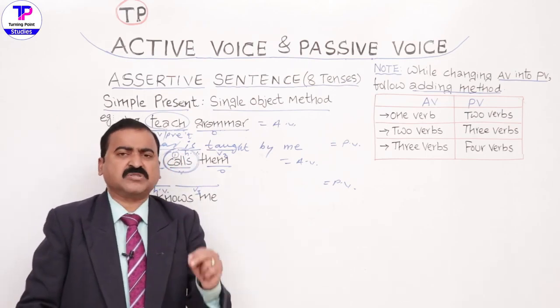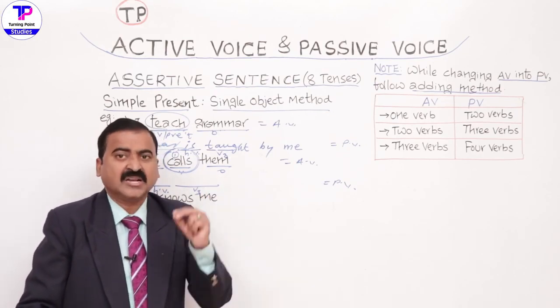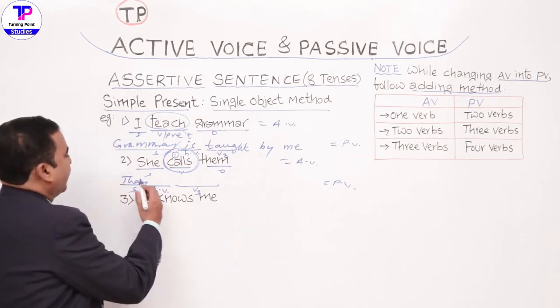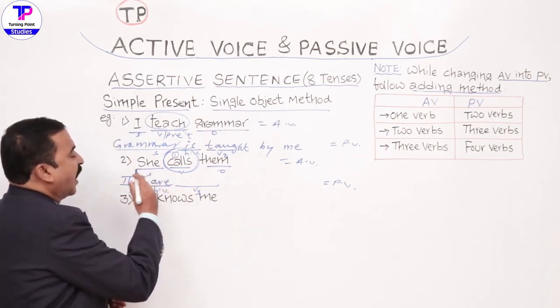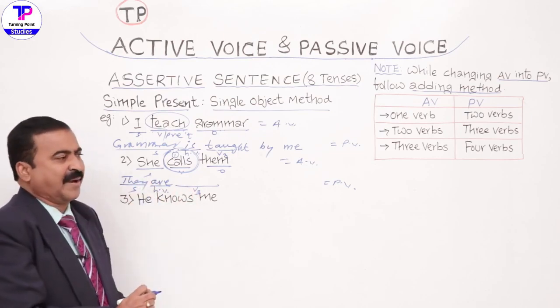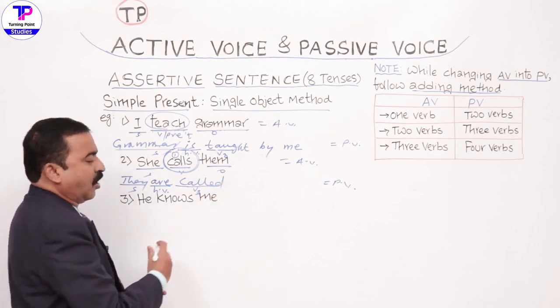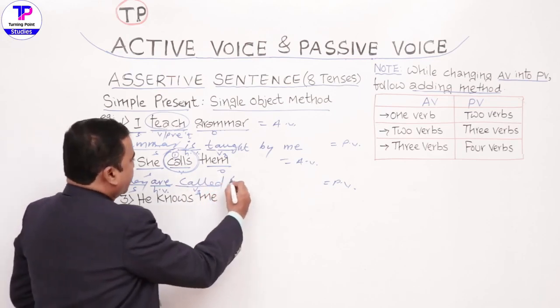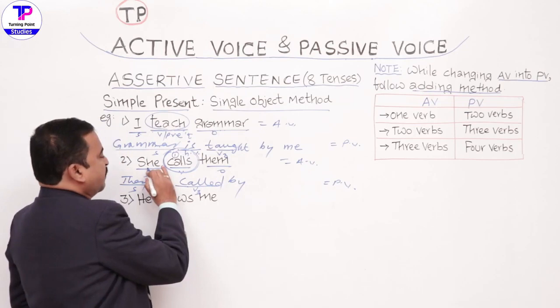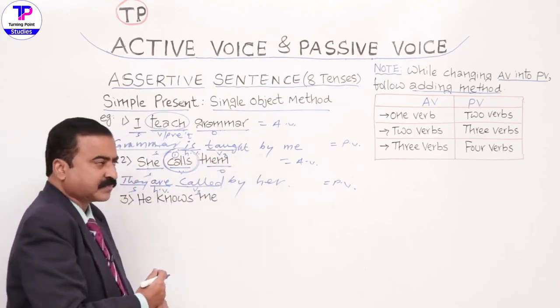Calls. Calls comes under present tense. For present tense, the helping verbs are is, am, are. For they, what comes in present tense? Are. As soon as you write are, immediately V3 is demanded. For the verb call, what is V3 here? Called. Then immediately write by. Then the subject is she, convert she into object as her.